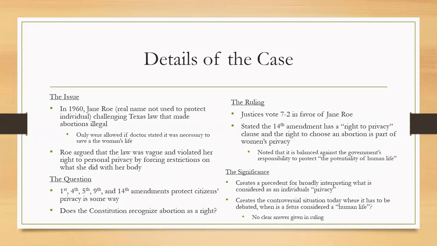Justices voted 7-2 in favor of Jane Roe. Their argument for why it was acceptable for abortions was that the 14th Amendment in particular has a right to privacy clause, and they agreed with the idea that what you do with your body is your own private decision. It cannot be decided by some outward force, with the exception, however, that it is balanced against the fact that the government has a responsibility to protect the lives of humans and the potentiality of human life. So they also have the right to say, well, you can do whatever you want with yourself to a degree until it starts to threaten others.